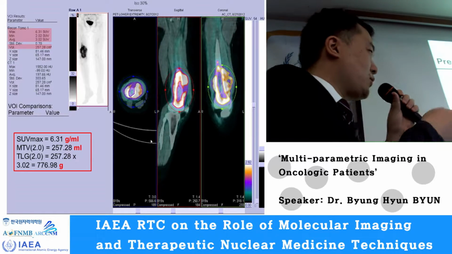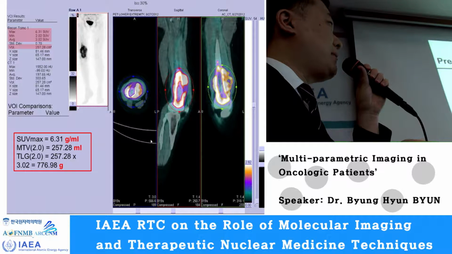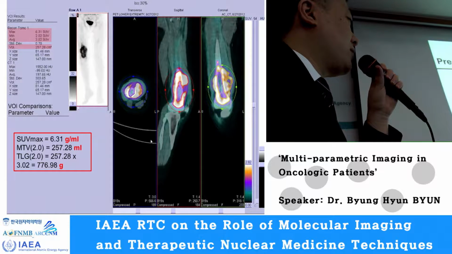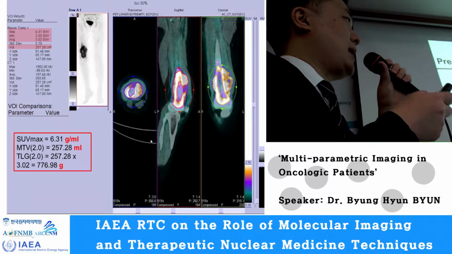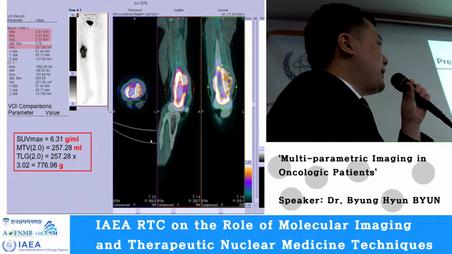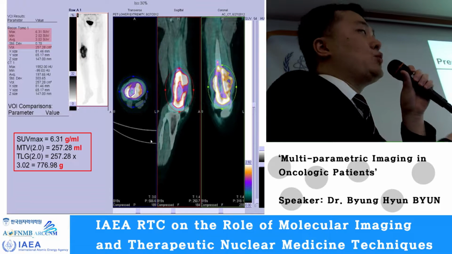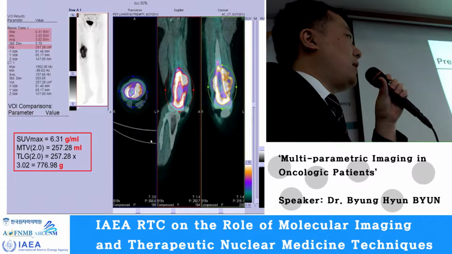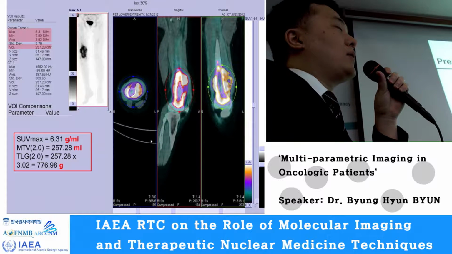Using these parameters, we can predict survival in osteosarcoma. If we measure the metabolic tumor volume with the specific threshold of 2.0, we could predict the survival of the patients. Patients with larger metabolic tumor volume showed poorer prognosis than the others.